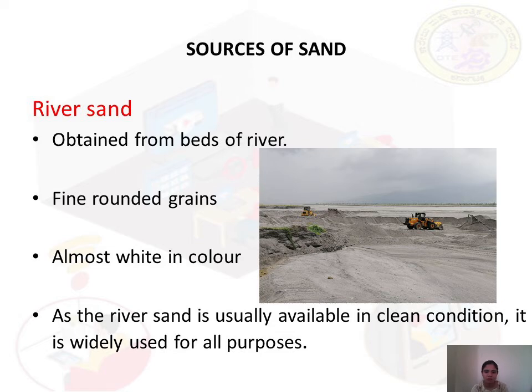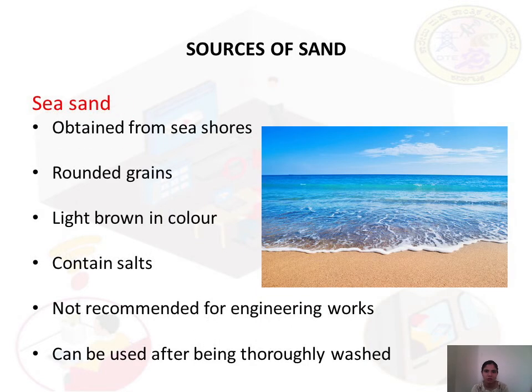Okay, next coming to the sea sand, which is obtained from the seashores, and it has rounded grains. The grains are rounded due to the impact of water, and the color of sand is light brown, but it contains salts. Yes, because of these salts, this sea sand is not recommended for any engineering works, but it can be used after being thoroughly washed. Okay, that is about the fine aggregate.